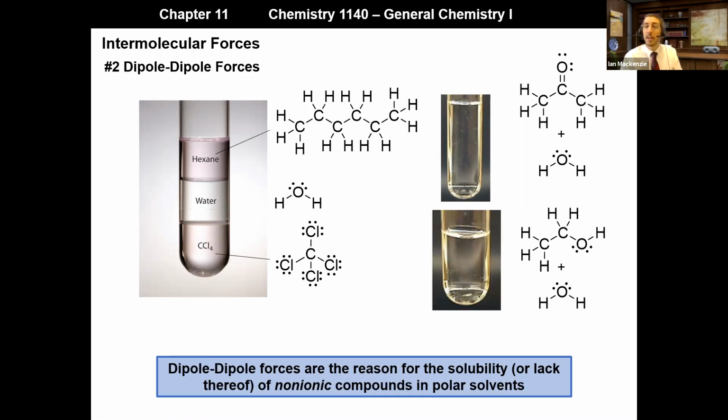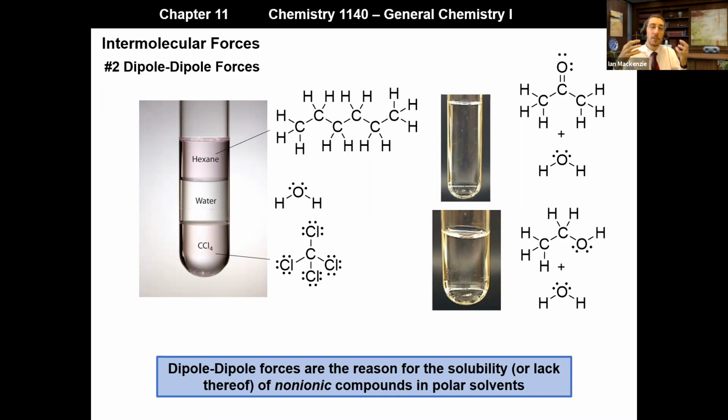Another example here is ethanol. This is a very common and familiar substance. Here we have a polar molecule as well. Carbon-oxygen and hydrogen-oxygen bonds are polar. We have a net dipole moment that points towards the oxygen. And so again, we're going to have dipole-dipole interactions between the ethanol and the water that make the ethanol soluble in water.